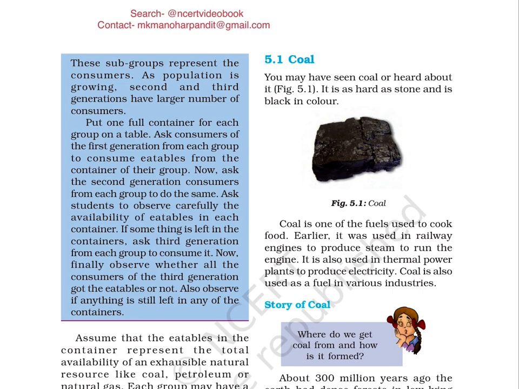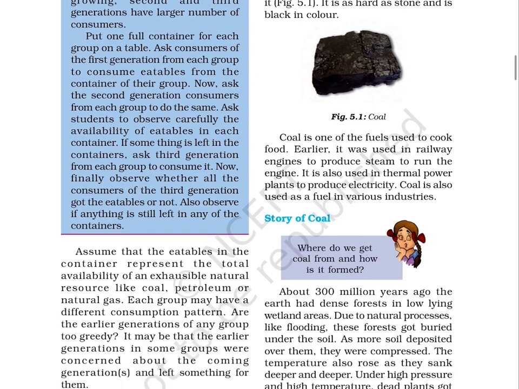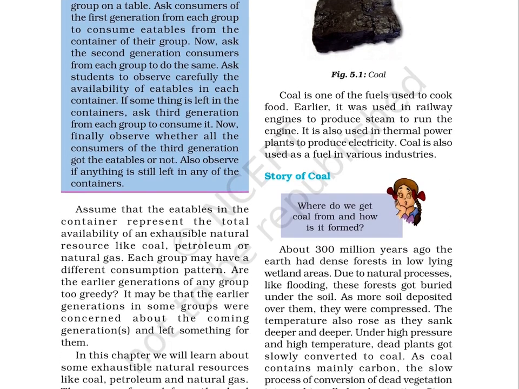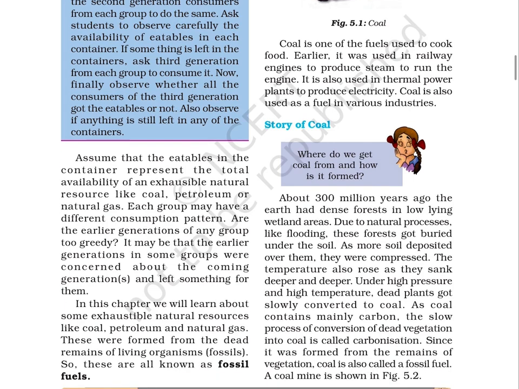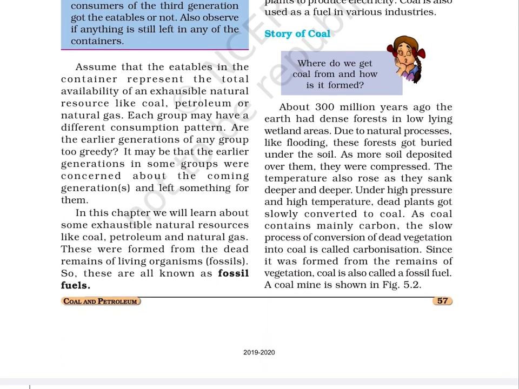Assume that the eatables in the container represent the total availability of an exhaustible natural resource like coal, petroleum, or natural gas. Each group may have a different consumption pattern. Are the earlier generations of any group too greedy? It may be that the earlier generations in some groups were concerned about the coming generations and left something for them. In this chapter, we will learn about some exhaustible natural resources like coal, petroleum, and natural gas.